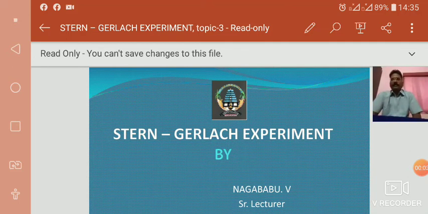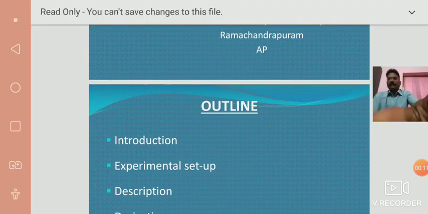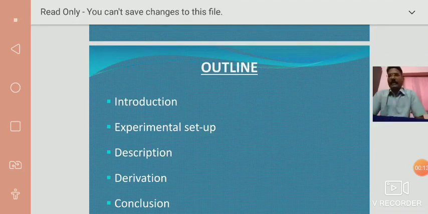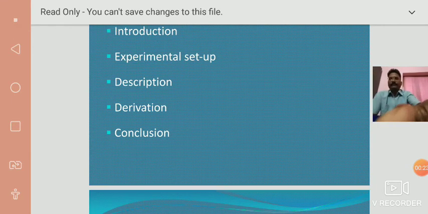Good morning. Today's topic is the Stern-Gerlach experiment by V. Nagababu. The contents in the Stern-Gerlach experiment: introduction, experimental setup, description, derivation, and finally conclusion.